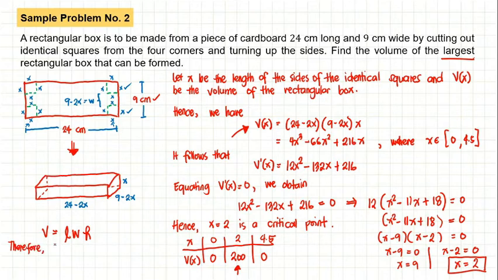Therefore, the largest volume of the box is 200. Then include the unit of measurement. We have centimeters, so we have cubic centimeters. And this is now our final answer.